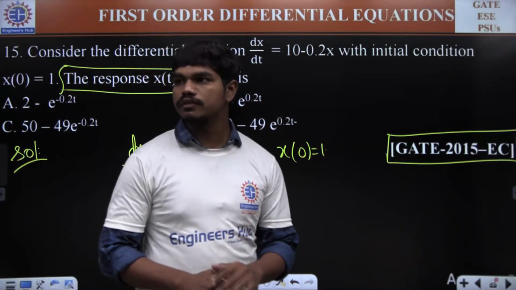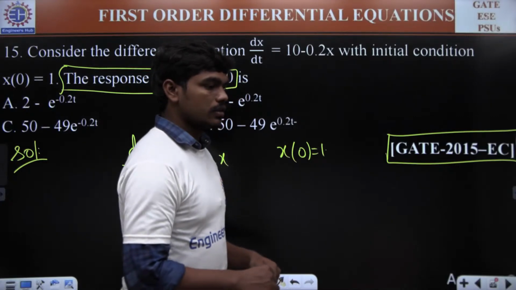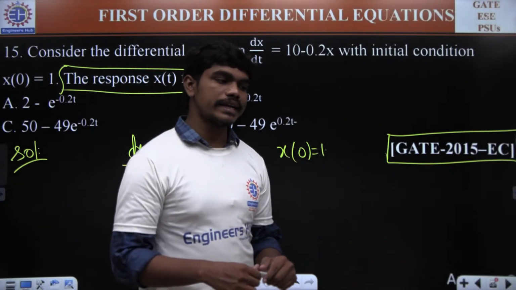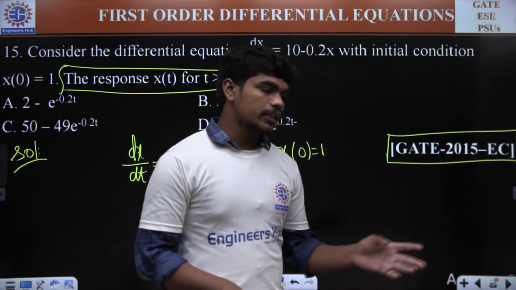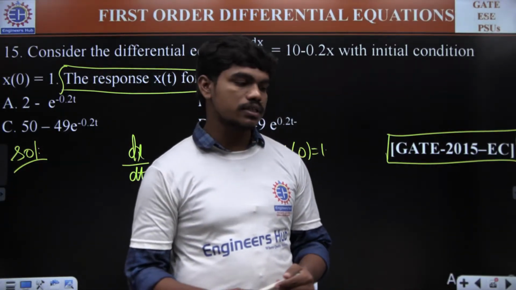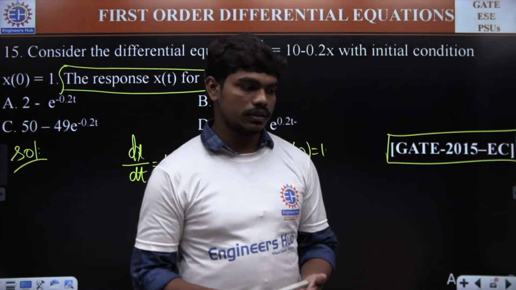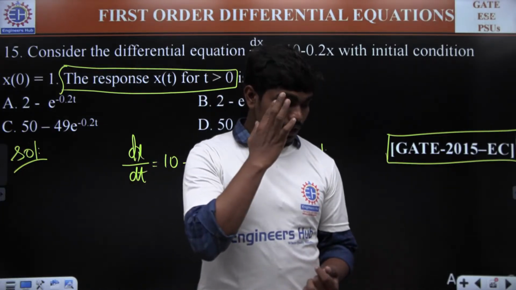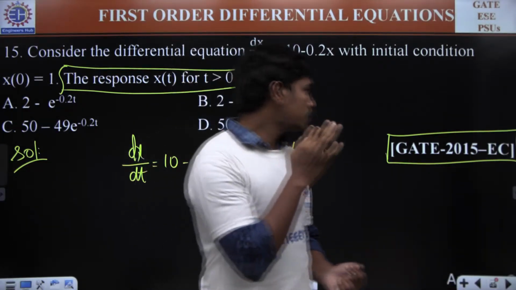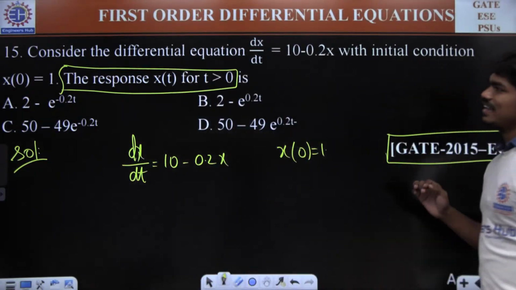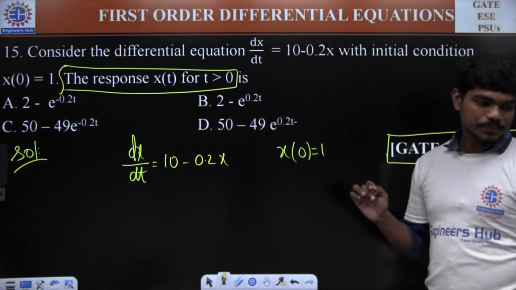All of you, please try to solve this question and tell me the answer. The differential equation is dx by dt is equal to 10 minus 0.2 times x, with initial condition x of 0 is equal to 1. Please try to solve this and tell me what could be the answer. Okay, fine. You can solve now.